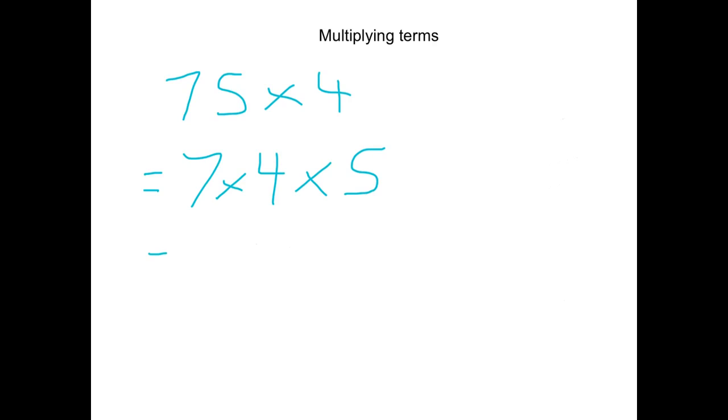For our first example, we have 7s times 4. So first we multiply the numbers, then we multiply this by the variable s. This is shown by 7 times 4 times s. Then equals 28 times s, which equals 28s.